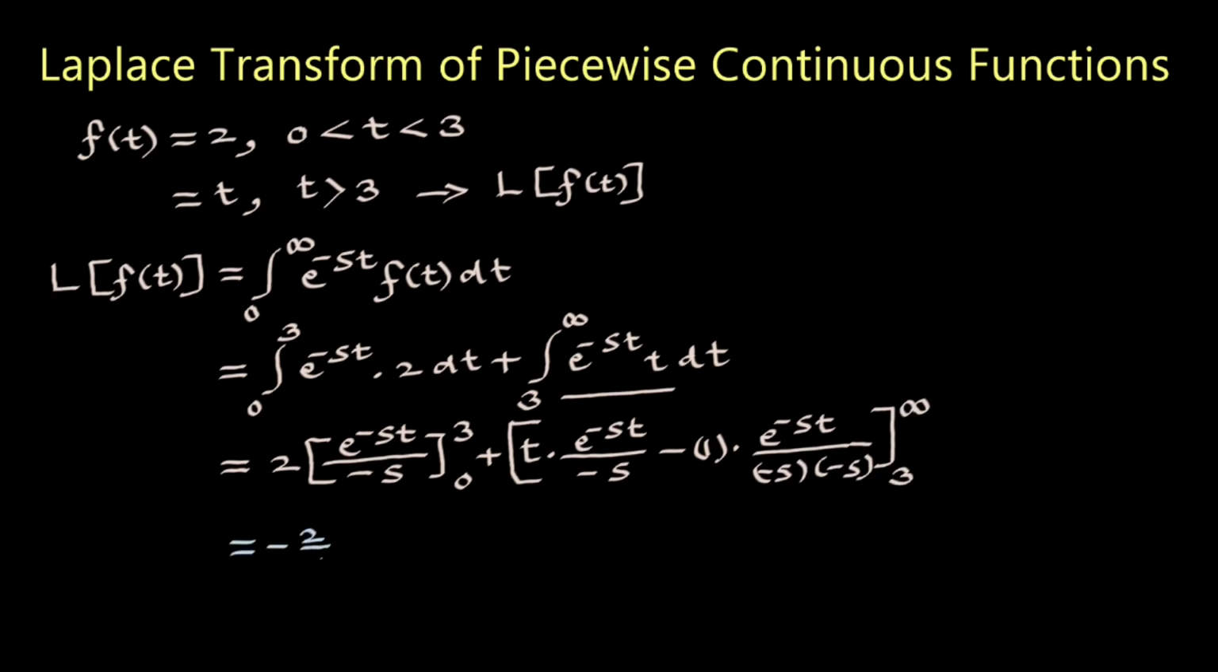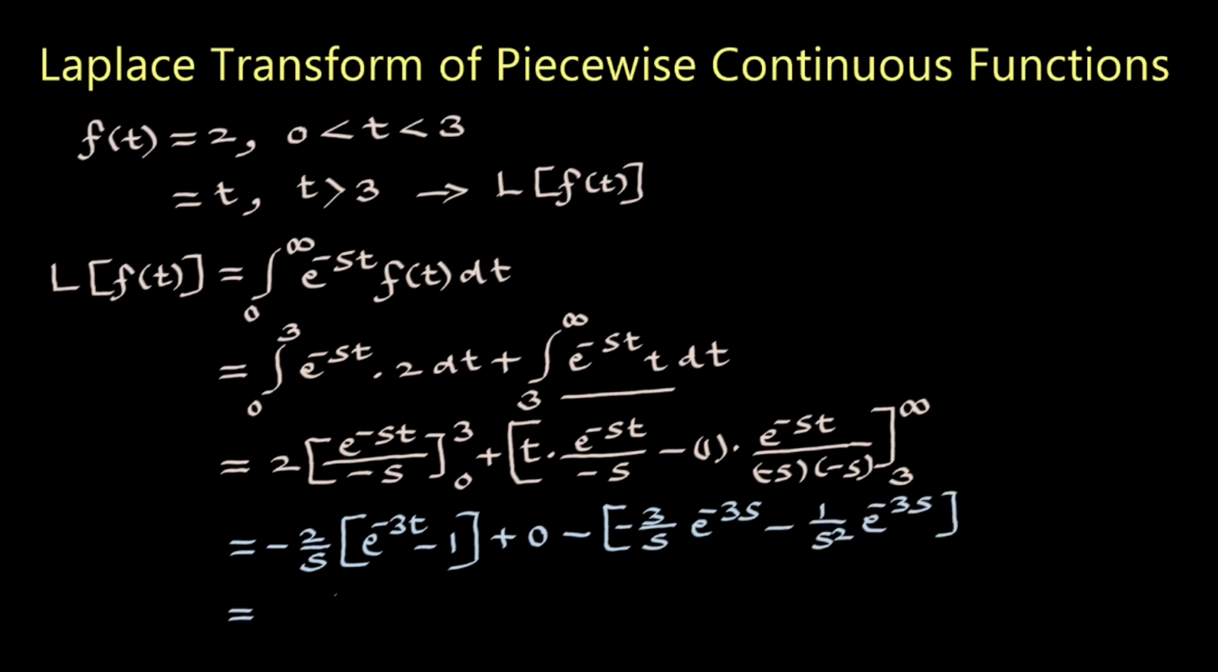minus 2 upon s e raised to minus 3s minus e raised to 0 will be 1, plus when we put t equals infinity, both these terms will vanish and this will be 0, minus now we will put t equals 3, so minus 3 upon s e raised to minus 3s minus 1 upon s square e raised to minus 3s, which is minus 2 upon s e raised to minus 3s plus 2 upon s plus 3 upon s e raised to minus 3s plus 1 upon s square e raised to minus 3s.